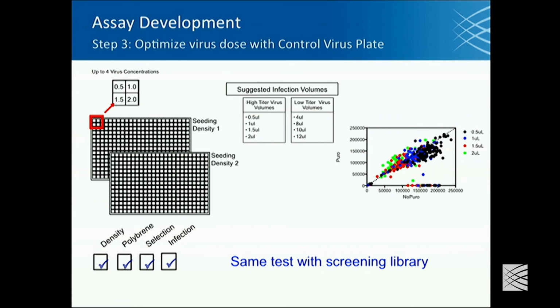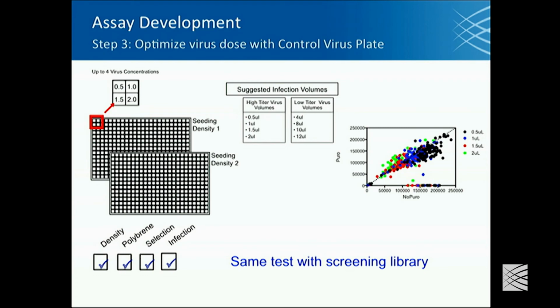After we have estimated a virus dose, we then optimize the virus dose with the control virus plate, which is the same test with the screening library. So we have a good idea of what virus concentration to use, but not the actual one for your screen itself. We usually will infect, again in a 384 well plate, usually 2 to 4 virus concentrations, and then, once again, test infection efficiency to see which virus concentration is best.